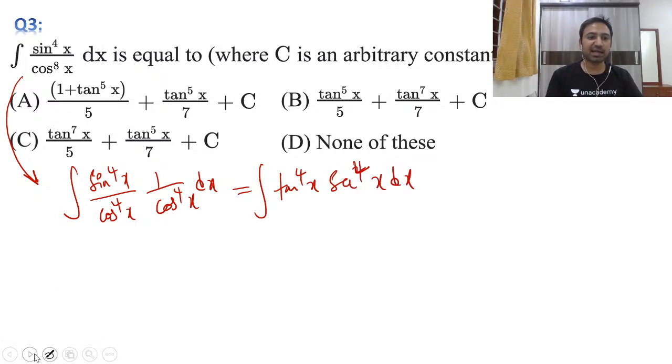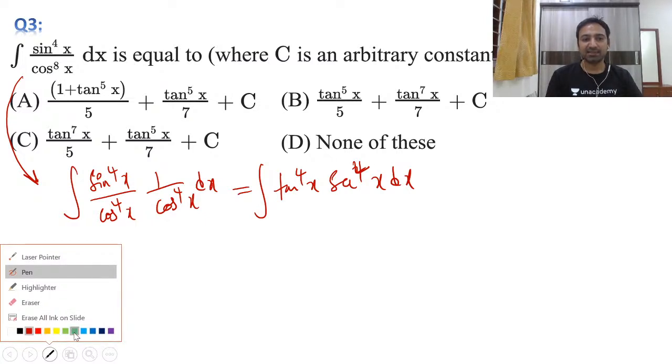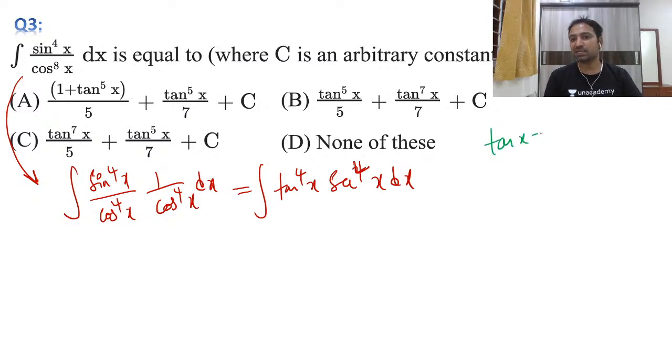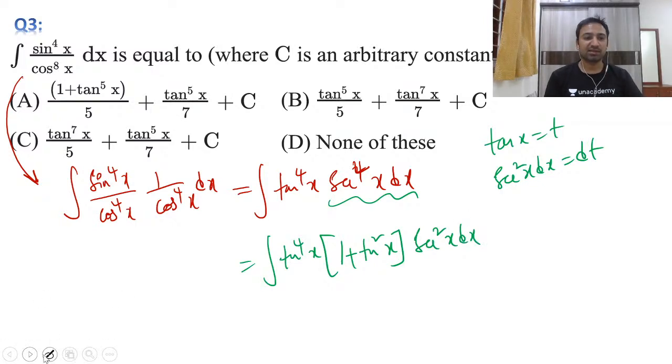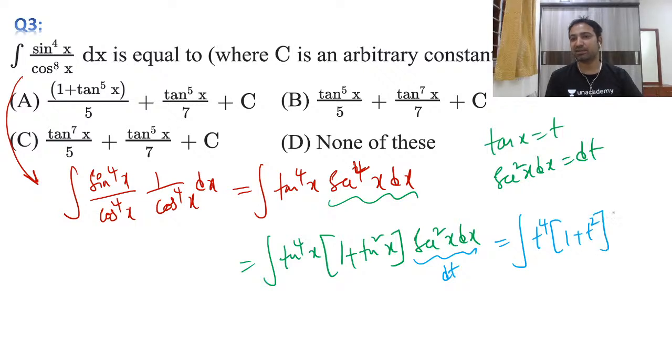But if I take tan x equals t, its differentiation is secant square x dx equals dt. So here we need secant square x, but actually we have secant power 4x. So what I can do is write tan power 4x into one secant square x, which I can write as 1 plus tan square x, and the remaining secant square x goes with dx as dt. So now this becomes the integration of t power 4 into 1 plus t square into dt.